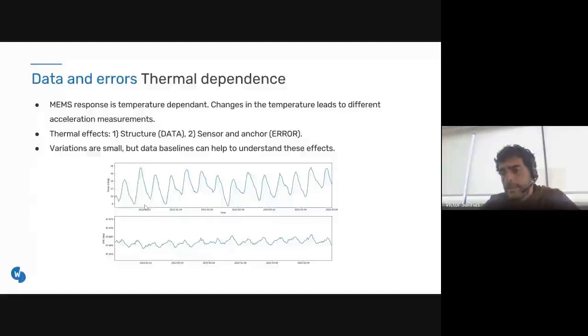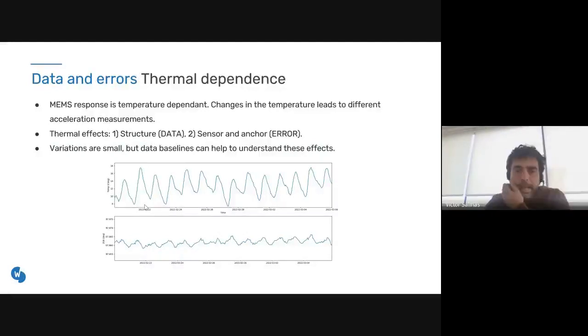Discussing the data quality and the errors involved in this kind of sensors, the first one should be the calibration, but calibration is something that is solved in the factory during the manufacturing of the sensors. So sensors are calibrated when they go to the market, and notwithstanding, several errors remain in the data. One of them is the thermal dependence. The MEMS response is dependent on the temperature of the device, so we will see different results if we measure at different temperatures for the same position.